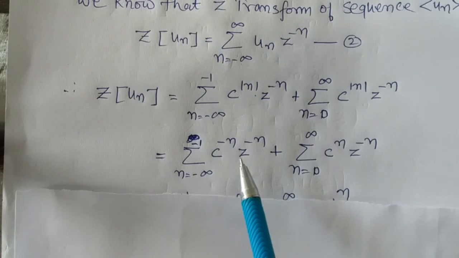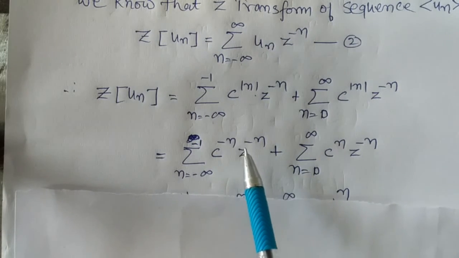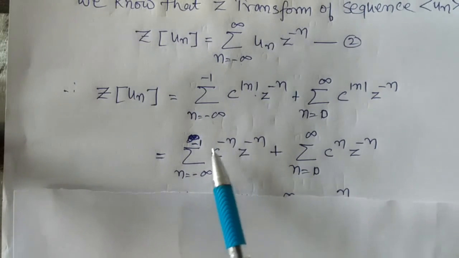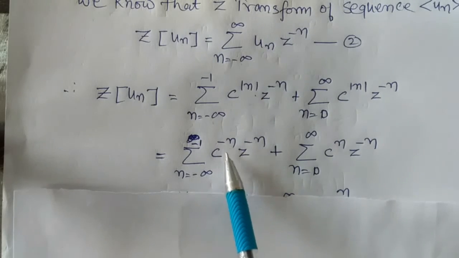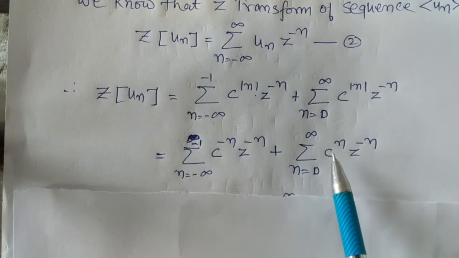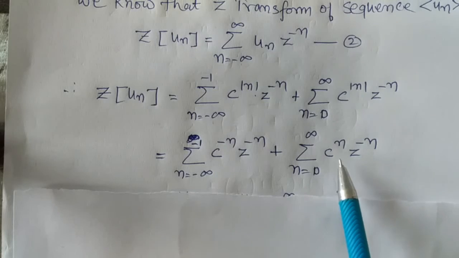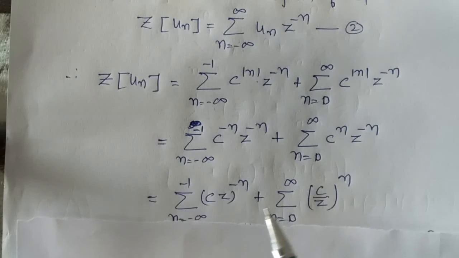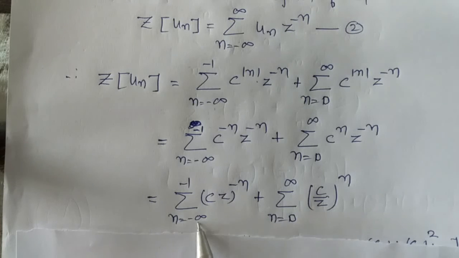Now we write c power minus n into z power minus n as cz whole power minus n, and here we write c power n upon z power n, which becomes c by z whole power n. So we get summation n goes from minus infinity to minus 1, cz whole power minus n, plus summation n goes from 0 to infinity, c by z whole power n.